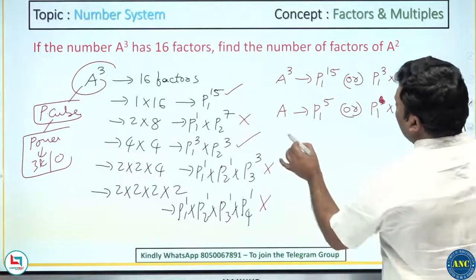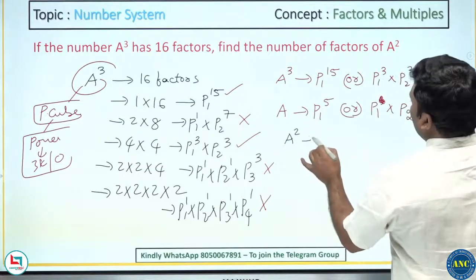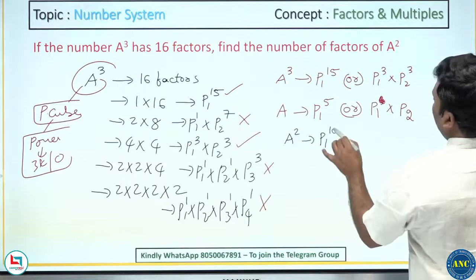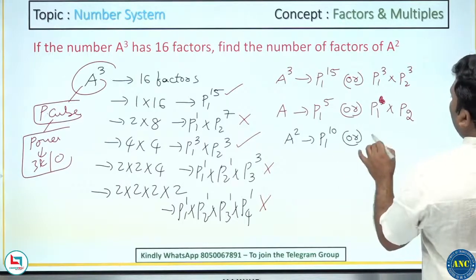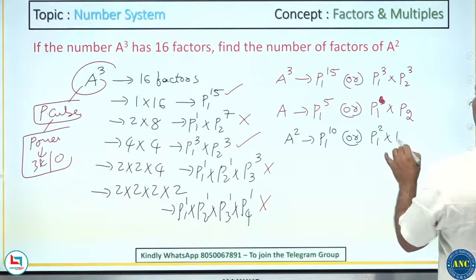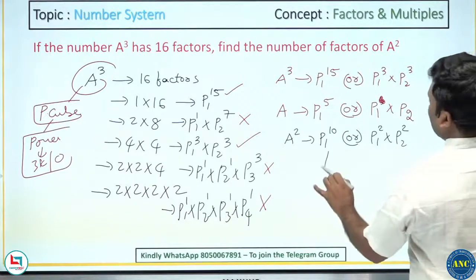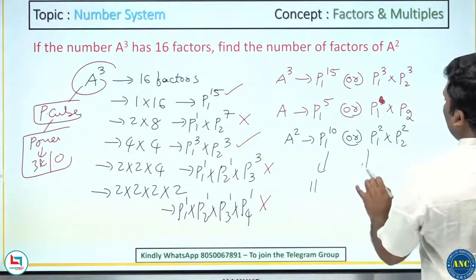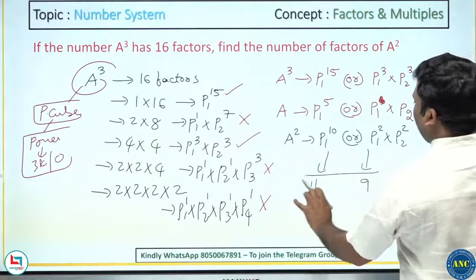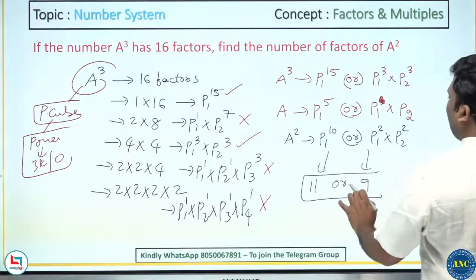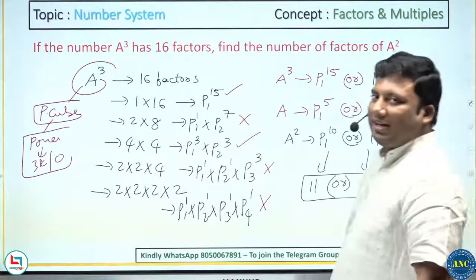Now what is it that we require? A square. A square will be p1 power 10 or p1 square into p2 square. So how many factors are there for this number? 11. How many factors are there for this number? 9. 11 or 9. I hope the idea is clear.